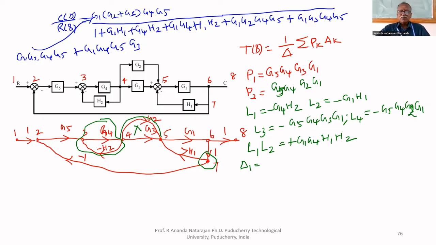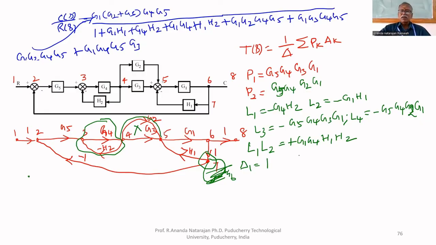Suppose node 7 had a loop like this, that is called a self loop. I didn't mention it yesterday. If I had a loop like this whose gain is G6, let us assume, then that would come in the part of delta 1. But no such loops are there, only one node is there. 7 is not touching the forward path. There is no loop. Therefore, delta 1 equals 1.